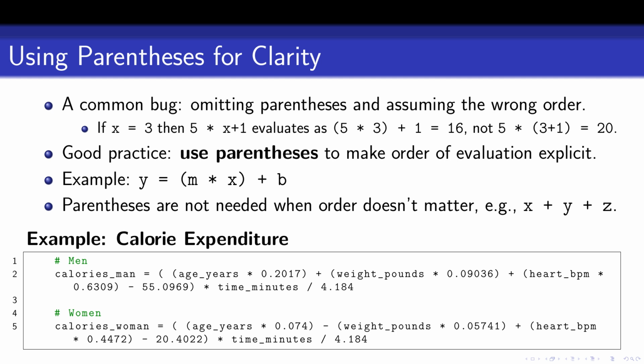A real-world example is a calorie expenditure formula, which combines age, weight, heart rate, and time into a long expression. Without parentheses, it would be difficult to follow or might even evaluate incorrectly. By grouping terms explicitly, you make both your intention and your code crystal clear to Python and to others reading it.